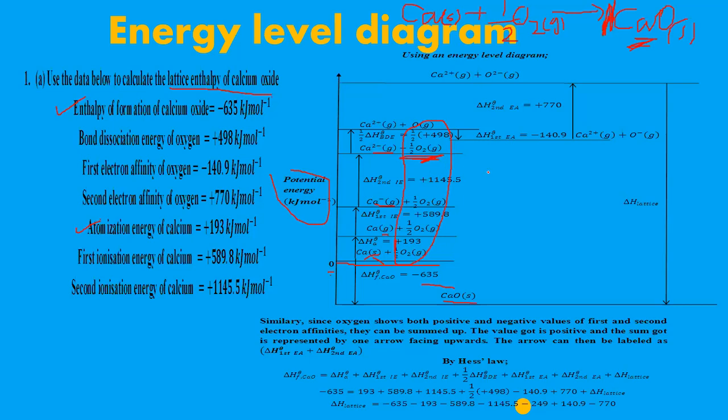With oxygen, the first thing we shall have to look at is to know what happens. Oxygen is diatomic. It must first of all form 2 oxygen atoms which are gaseous. Is that clear? Then it goes ahead to form 2 oxide ions which are gaseous, because we must always make sure everything is balanced.